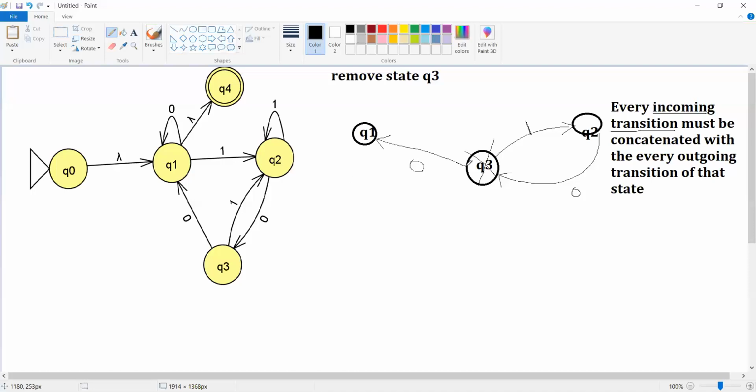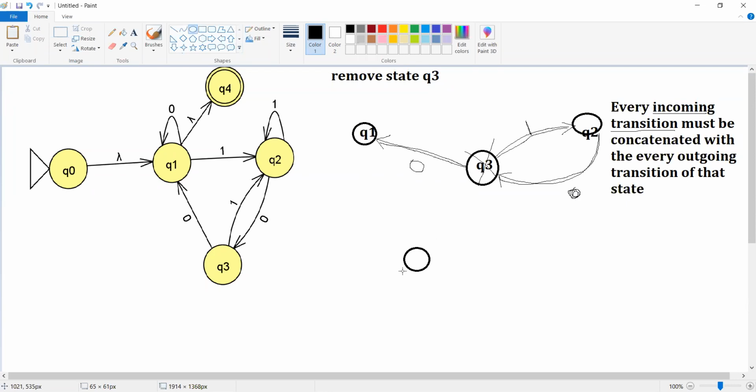Now, if you observe here, from Q3 we have two outgoing transitions. So this is one outgoing transition and this is one more outgoing transition. And I have only one incoming transition. This is the incoming transition. Now what I have to do is take this incoming transition and multiply it with every outgoing transition of that node. Okay, now when I do that, see what things will remain.